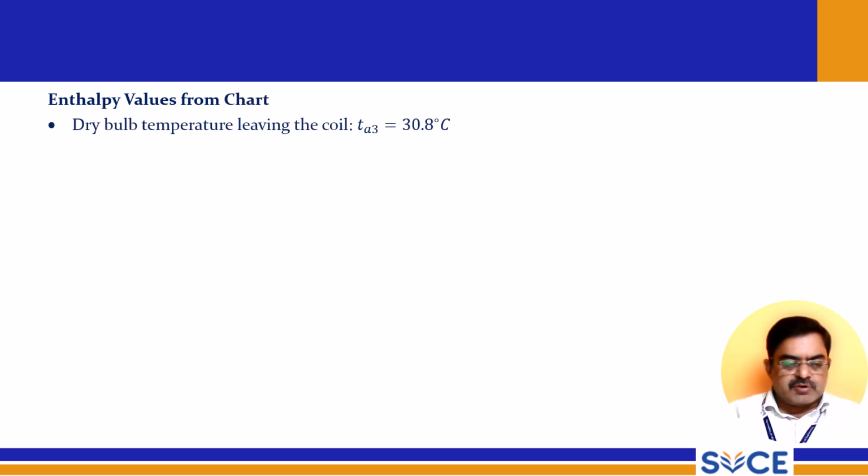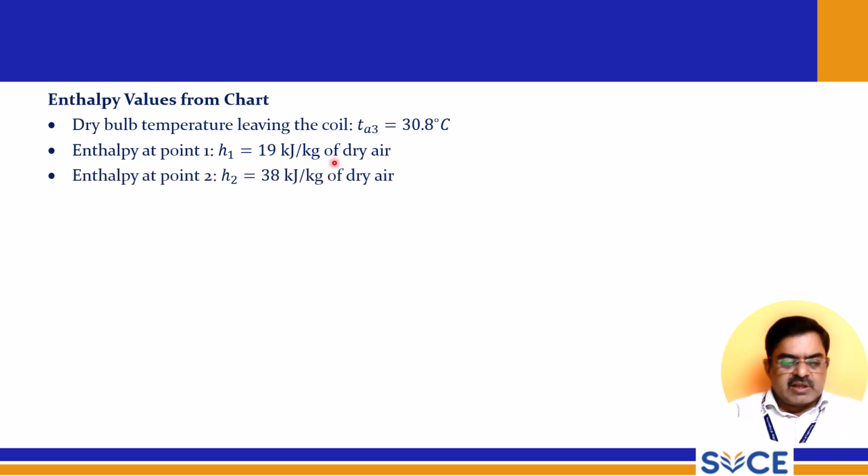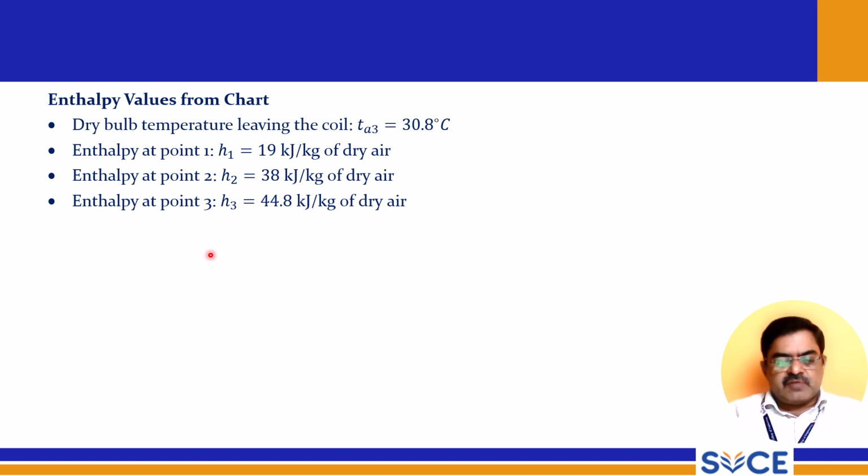So, enthalpy values from the chart: TA3, the dry bulb temperature leaving the coil, is 30.8 degrees Celsius, and enthalpy at point 1, H1, equals 19 kilojoules per kg of dry air. Enthalpy at point 2, H2, equals 38 kilojoules per kg of dry air. Enthalpy at point 3, H3, equals 44.8 kilojoules per kg of dry air.